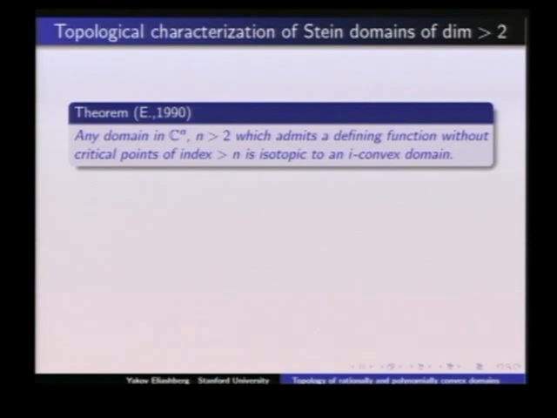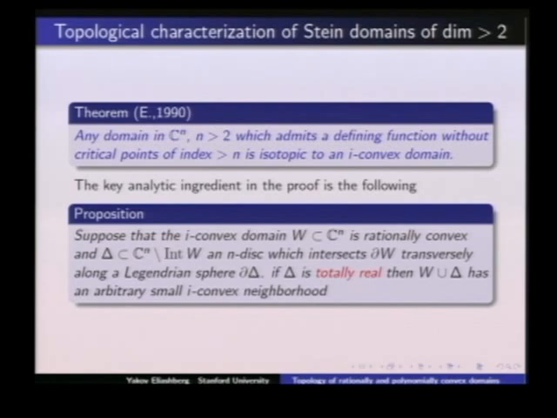So a long time ago, I proved the theorem that in complex dimension greater than two, any domain which admits a Morse function without critical points of index greater than n is isotopic to a Stein domain, to a J-convex domain. So that means that there is no additional topological constraint on Stein domains, besides the fact that they have to have the homotopy type of something half dimensional.